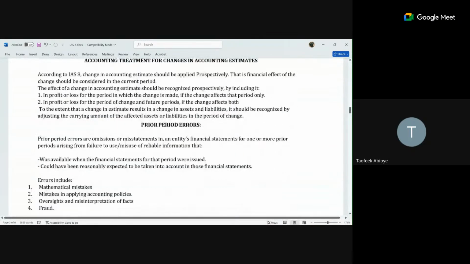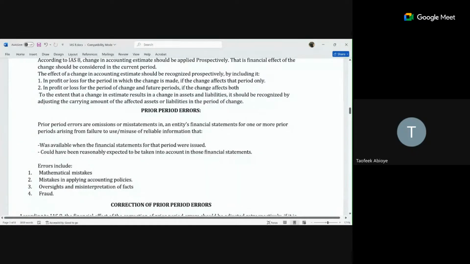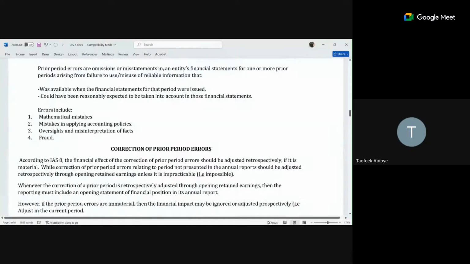Prior period errors. Prior period errors are omissions or misstatements in an entity's financial statements for one or more prior periods, arising from failure to use, or misuse of, reliable information. Examples of error include mathematical mistakes, mistakes in applying accounting policy, oversight and misinterpretation of facts, and also fraud. There's a thin line between fraud and error. The moment a mistake becomes deliberate, it is no more an error, it is fraud.